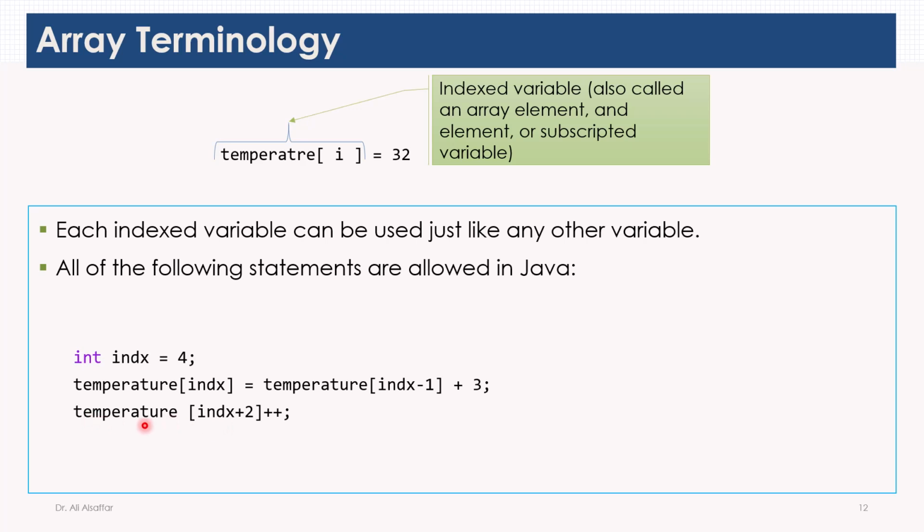In this statement, we are writing temperature index plus 2, plus plus. We are referring to the index variable that is at location 6. Why? Because the expression has index 4 plus 2, which is 6. We are referring to the element at location 6. We take its value and we increment it by 1. Finally, we are adding a number to the index variable at location 4. So this is a statement that accumulates the value of num to the value of the index variable at location 4.